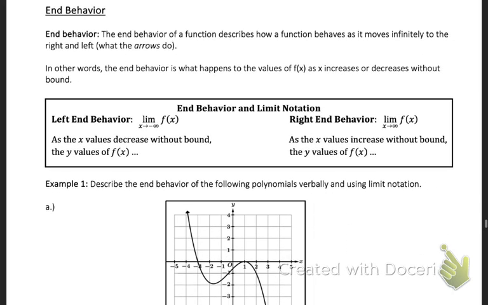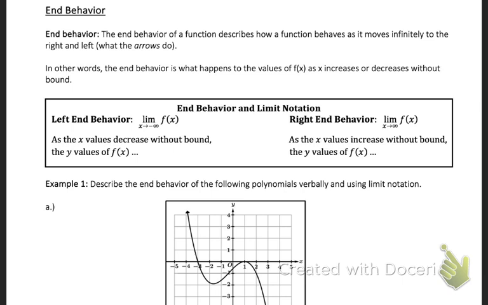So the end behavior of a function describes how a function behaves as it moves infinitely to the right and infinitely to the left. Now remember, when we read a graph, we're talking about the x values as we move from left to right. So as my x's get bigger and bigger, I'm moving to the right. And as my x's get smaller and smaller, I'm moving to the left. So what we are looking for is, what are the arrows doing? Is it pointing up? Is it pointing down?